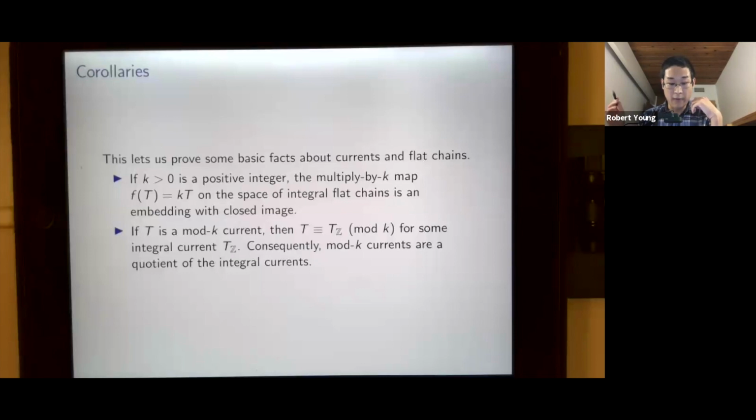So if this meant nothing to you, that's fine. I just wanted to mention this because of the relevance to geometric measure theory.